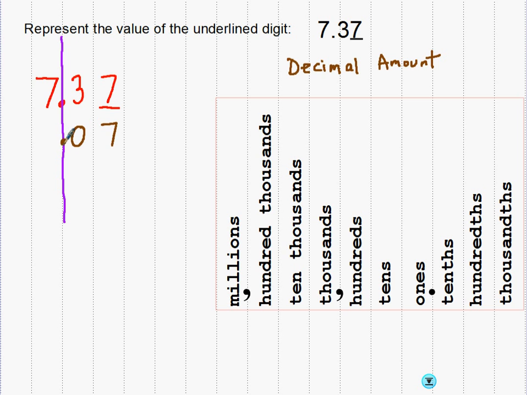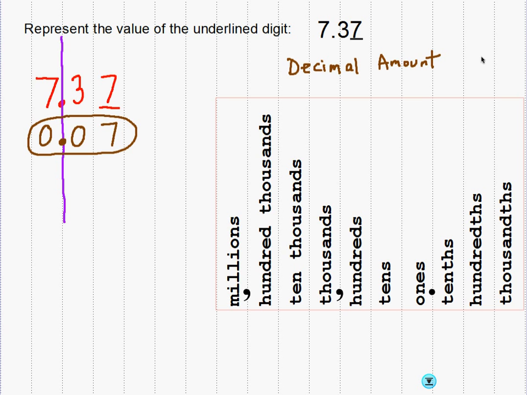Now, I have to put this decimal point in here. Otherwise, I'm saying that this 7 is worth 7, as in 7 wholes. So I have to put my decimal, and we normally put a leading 0 right there. So a 7 in the hundredths place, when we represent its value with a decimal amount, would be 0.07 or 7 hundredths.